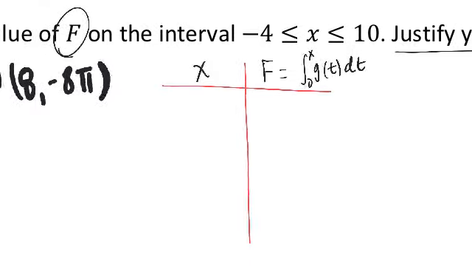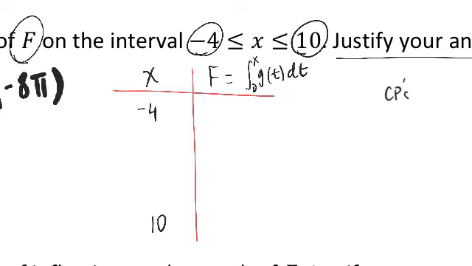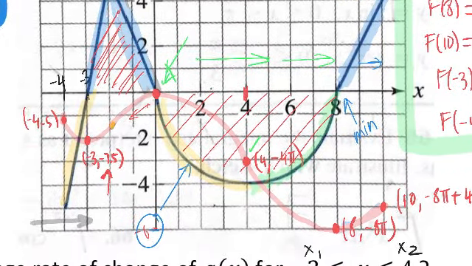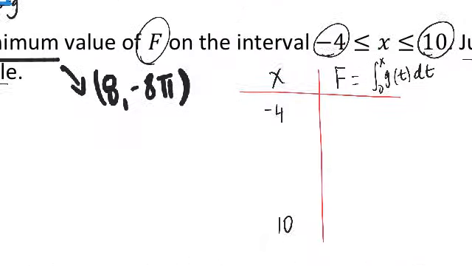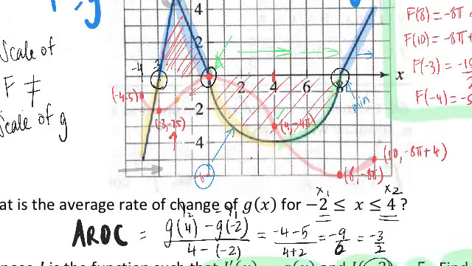Okay, and then we're going to put in our endpoints, -4 and 10. And our critical points. Critical points are going to be where big F prime, which is equal to G, is either 0 or DNE. Okay, so big F prime is equal to 0 at x equals, let's see, 0 right there, and right there, right? So -3, 0, and 8 would be my three places. There are no places where big F prime is a DNE.